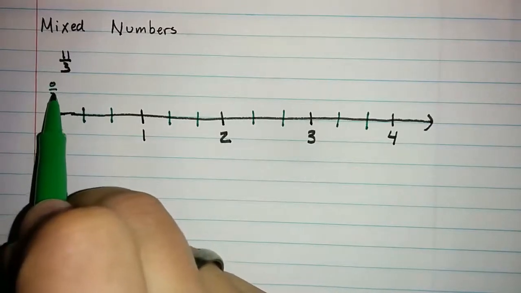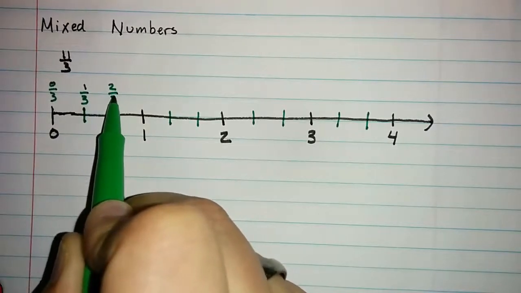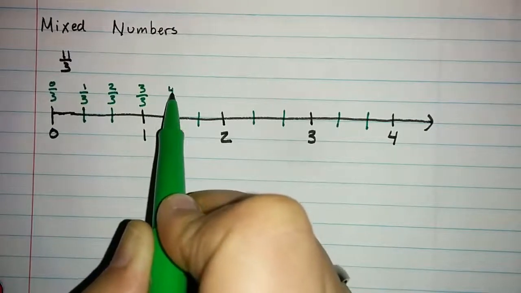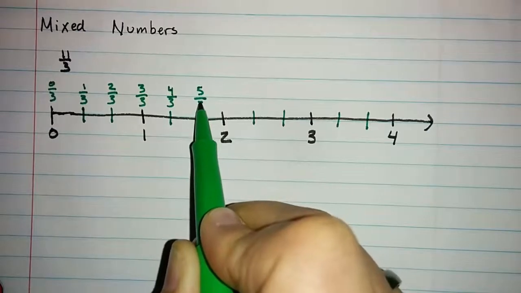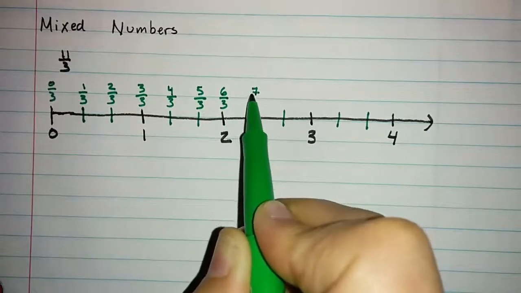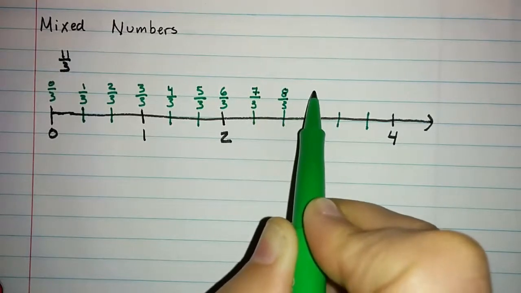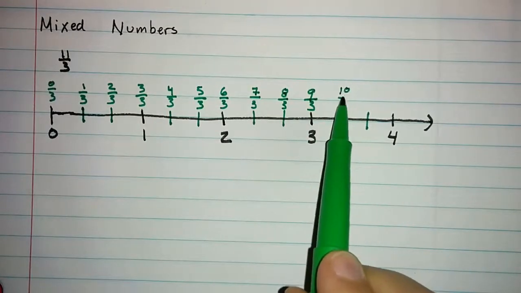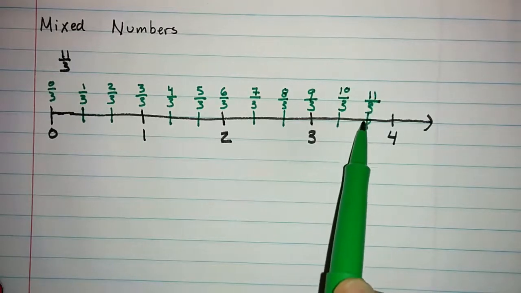We'll have 0/3, 1/3, 2/3, 3/3, 4/3, 5/3, 6/3, 7/3, 8/3, 9/3, 10/3. Here it is, 11/3.